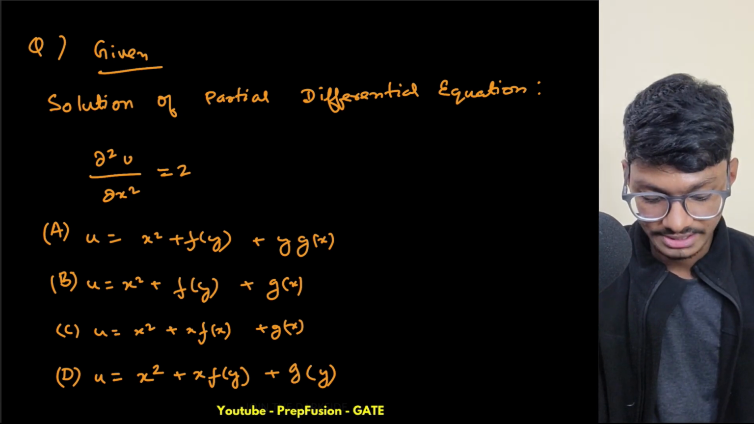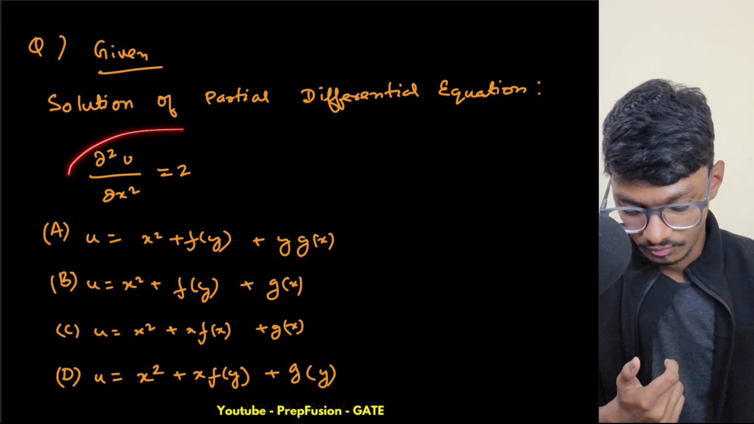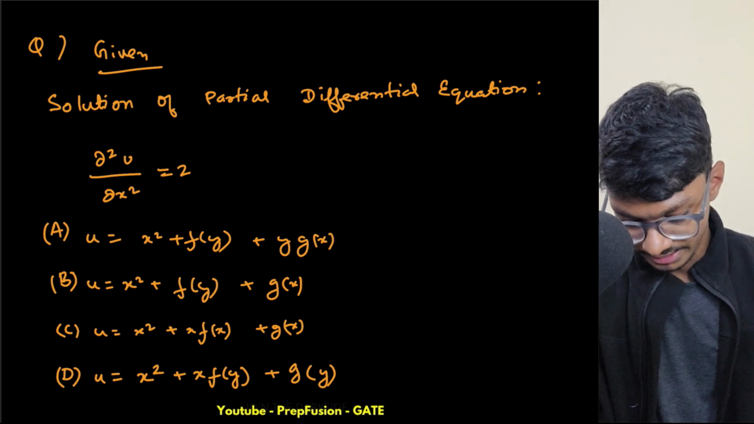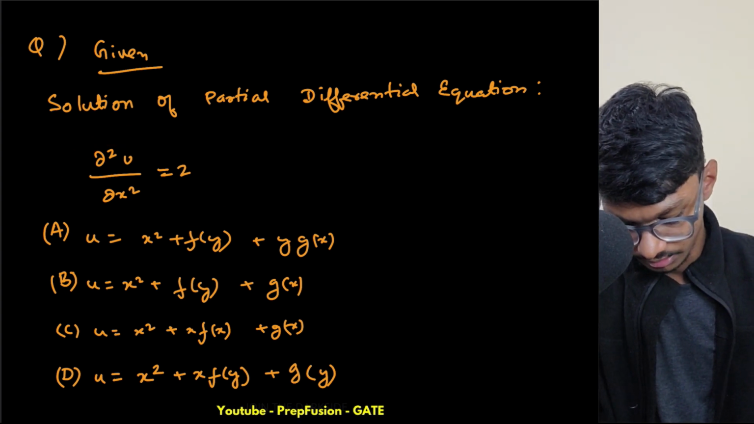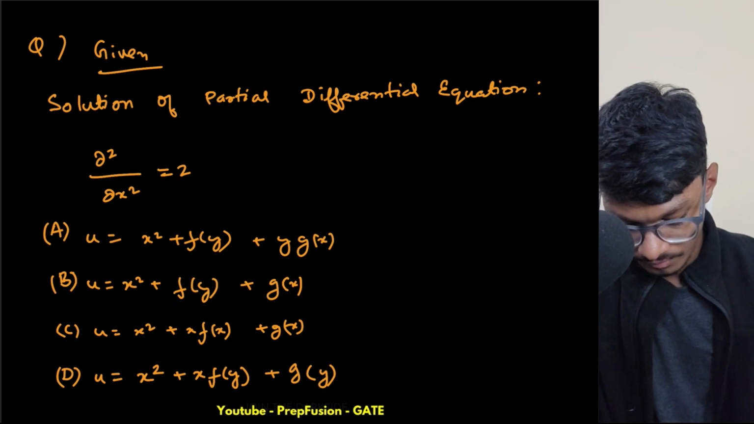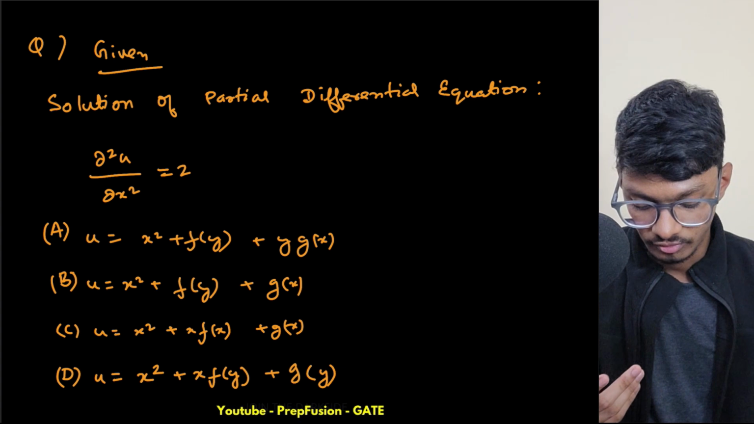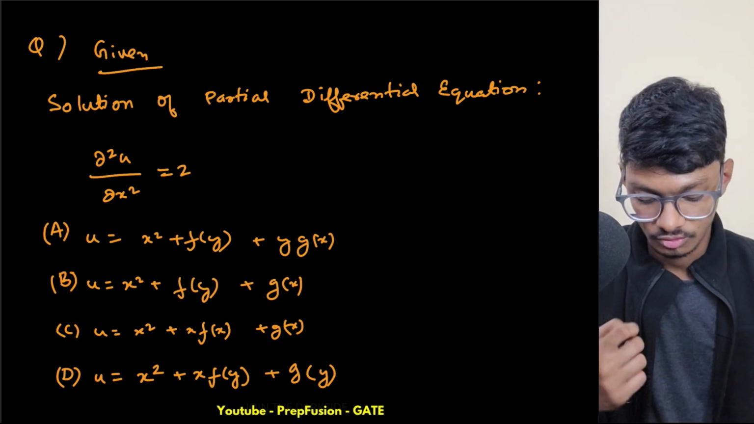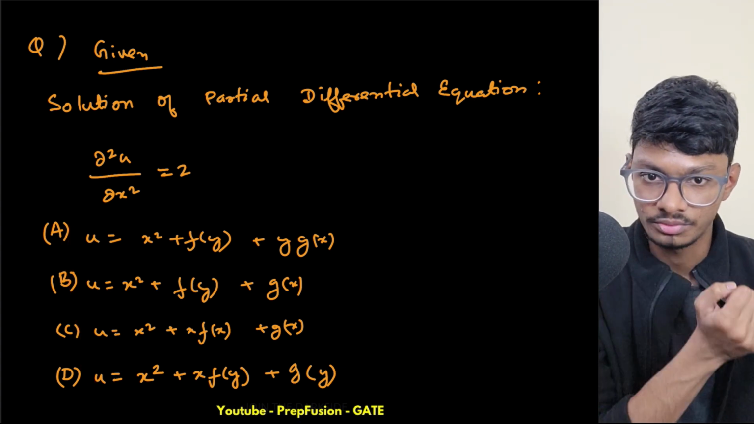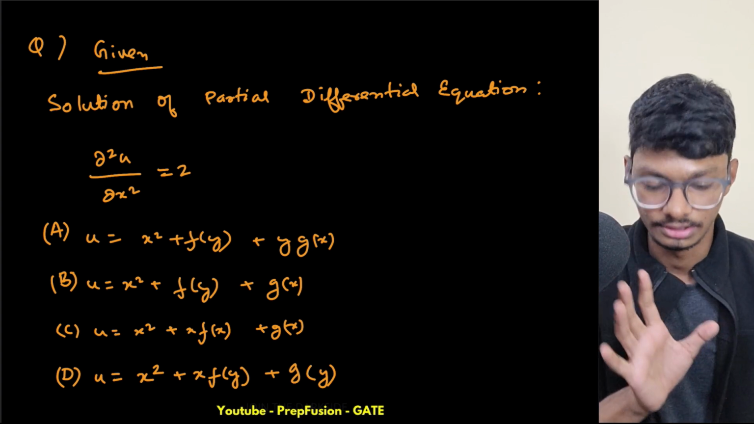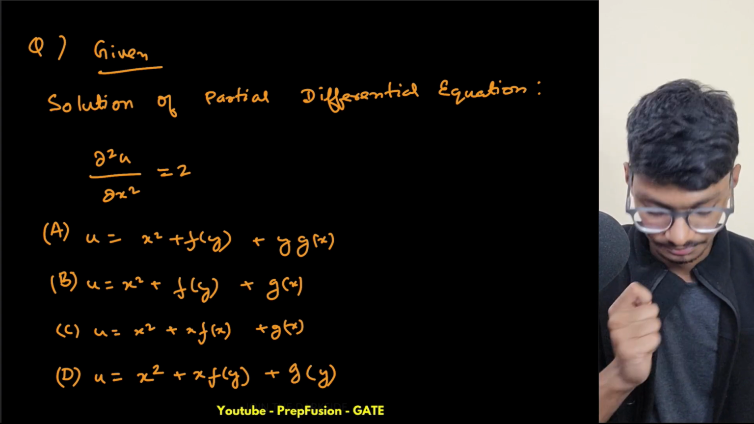So this is a partial differential equation they have given. So let me write this a bit better. d square u by dx square equals 2, and you have to tell how u is related. So you can either do it with the help of options or you can simply integrate it. So first let's check with options.